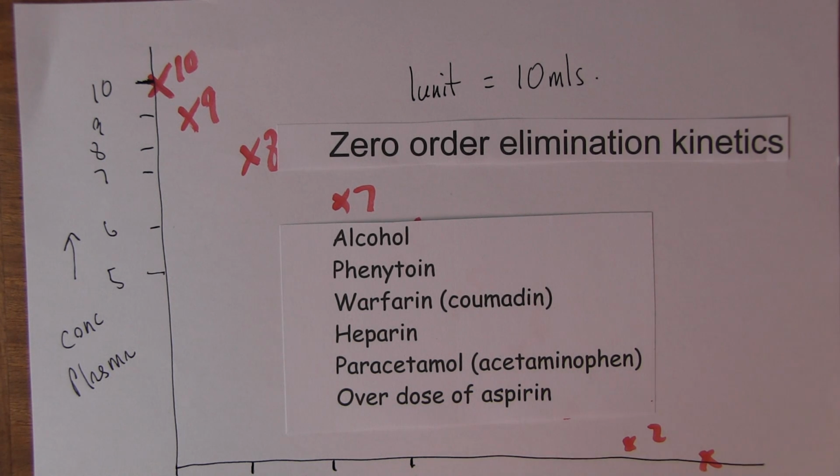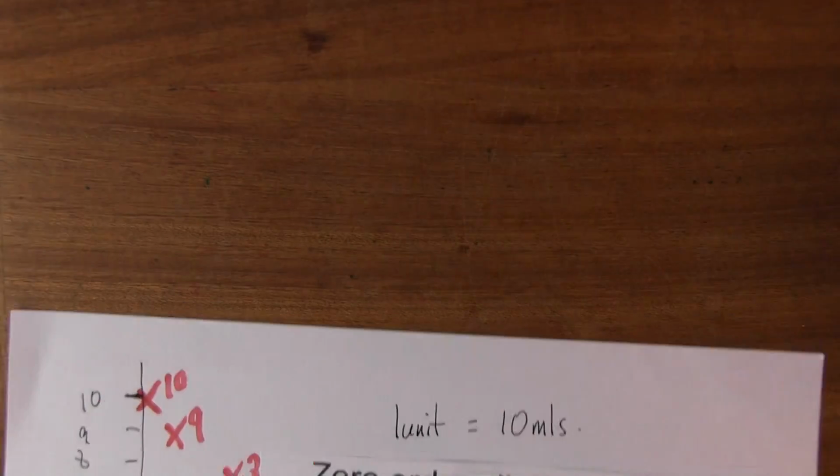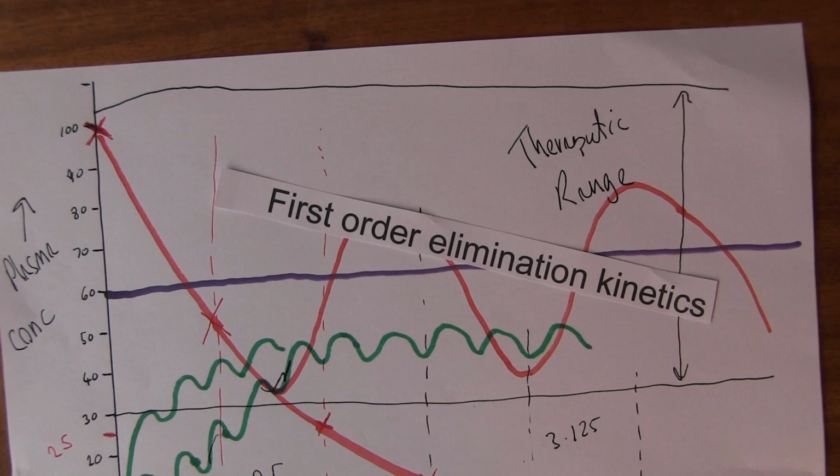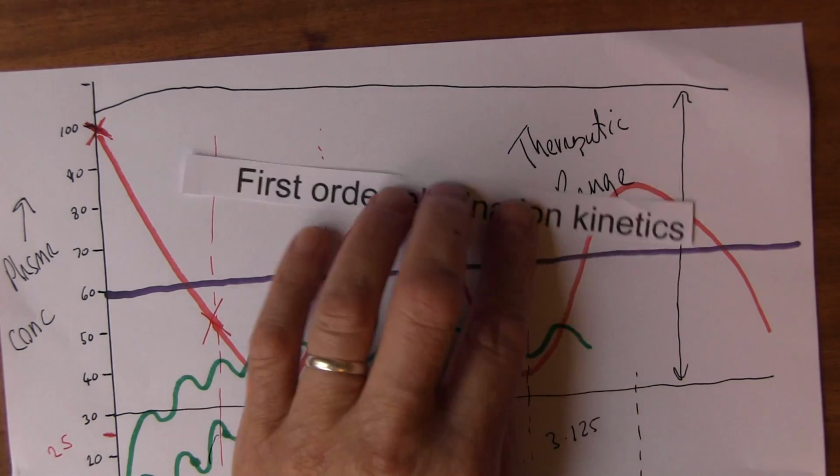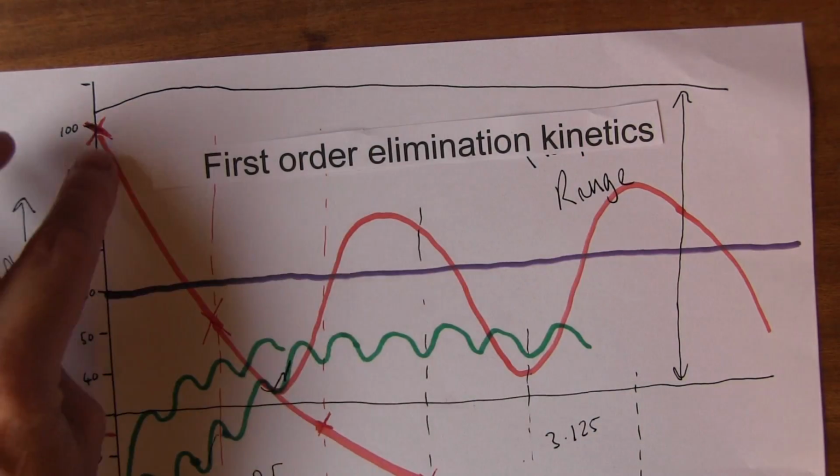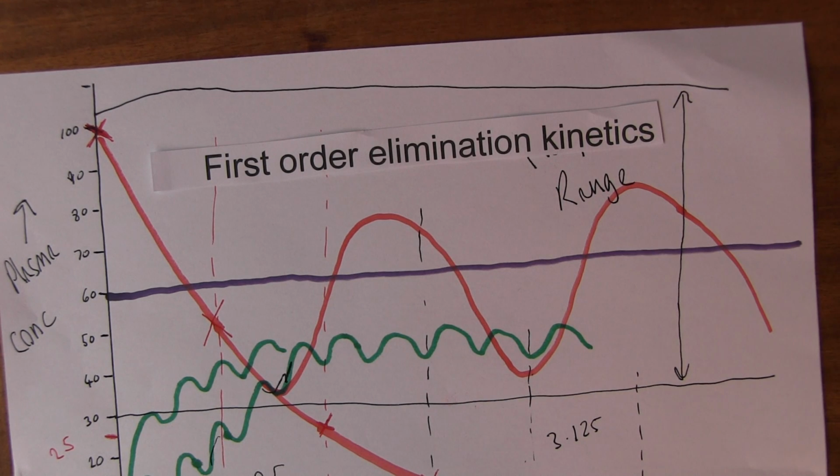So zero order kinetics, the body breaks down a particular amount of drug per unit time. First order kinetics, the drug eliminates half of the given dose of drug in a particular period of time, the half-life. So with this first order kinetics, the rate of elimination increases as the concentration increases.